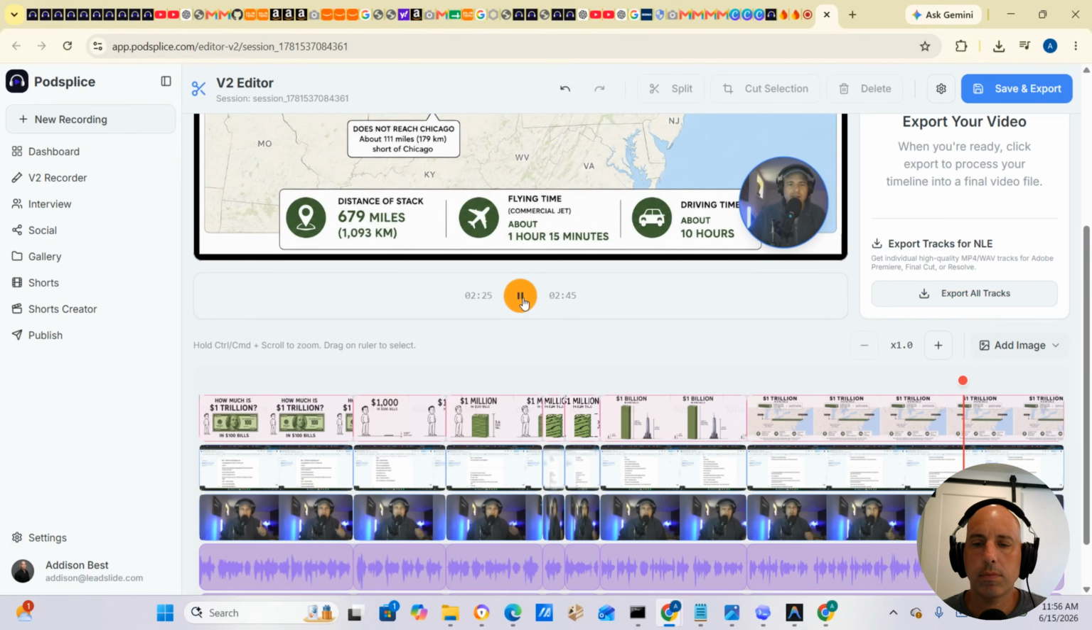Back to the other. That's how enormous $1 trillion really is. So yeah, in case you didn't know, $1 trillion is a lot of money.